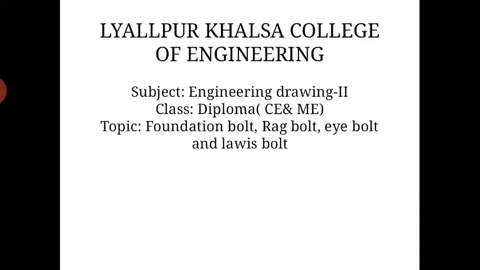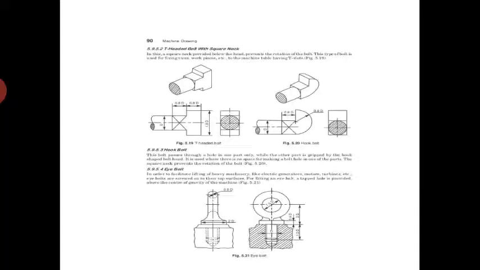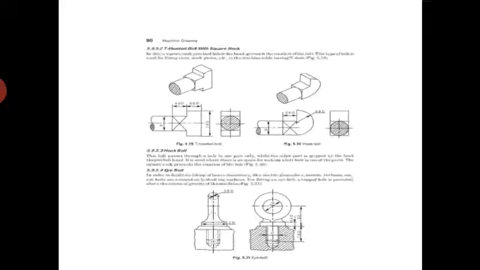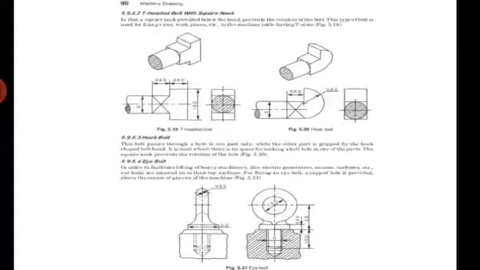So in this session, I will discuss a few topics of Machine Engineering Drawing 2. These topics are types of foundation bolt, rag bolt, eye bolt and Lewis bolt. Students, these are the different types of foundation bolt.